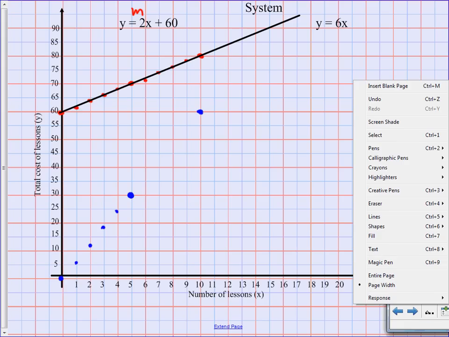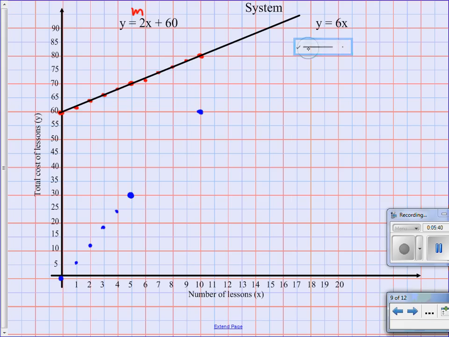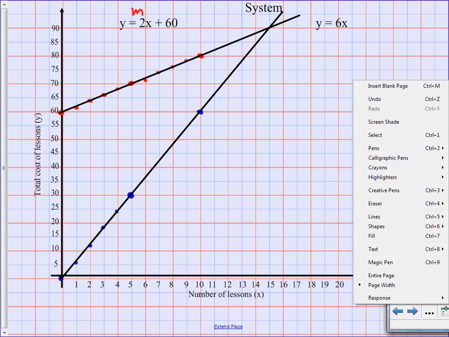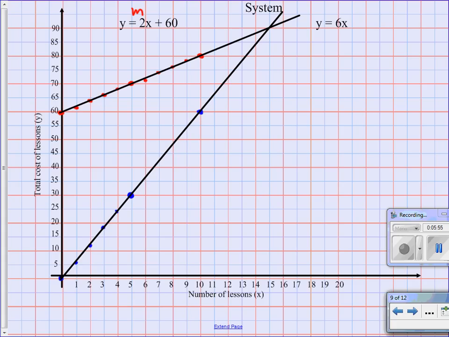So when I go to draw my line, I've got my 0, 0, my 530, my 660, and there. All right. Now, I've had to create really, really perfect lines so that I could get this beautiful point, and that is at 15, 90. And what does this point mean?